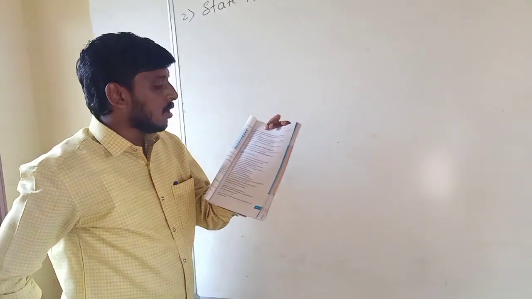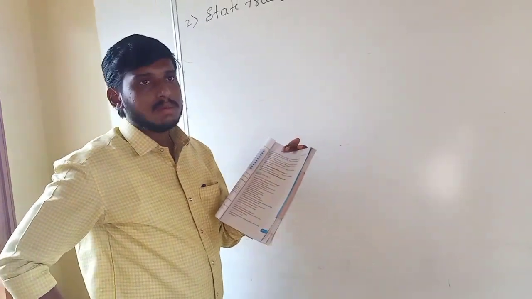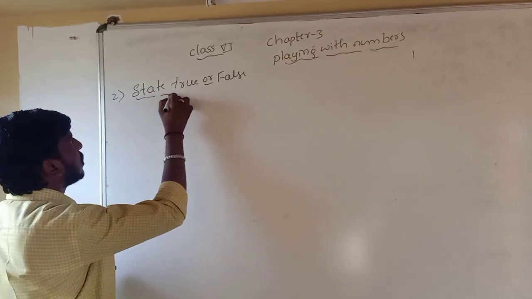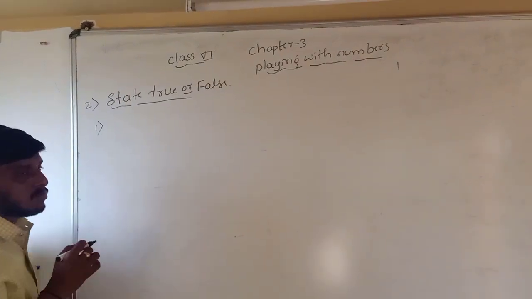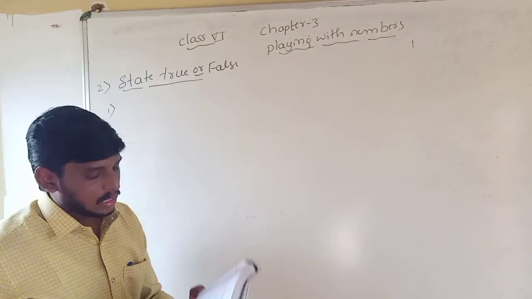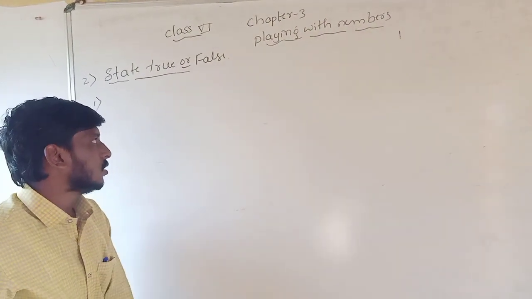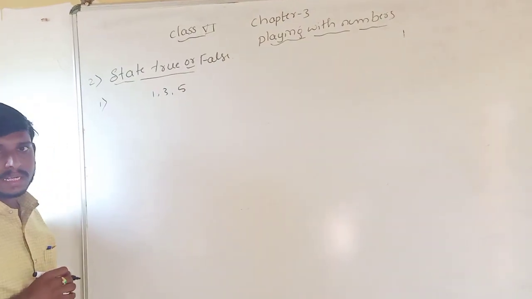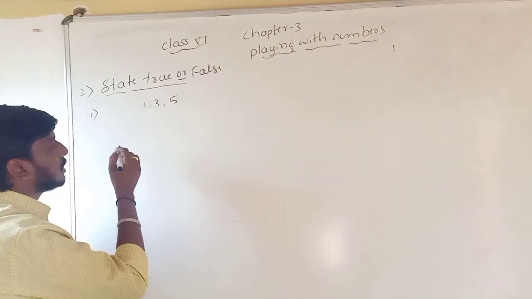The sum of three odd numbers is even. For every statement I will give an example. First one, the sum of three odd numbers. So here 1, 3, 5 are odd numbers. Is it right that the sum of three odd numbers is even?